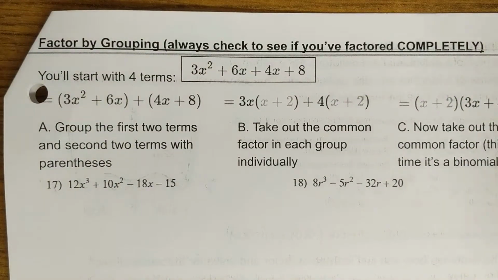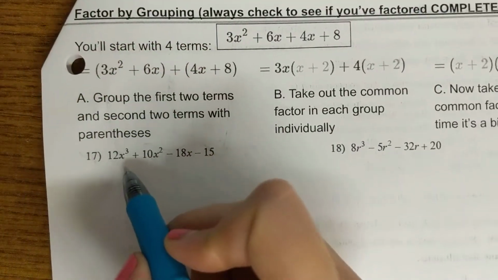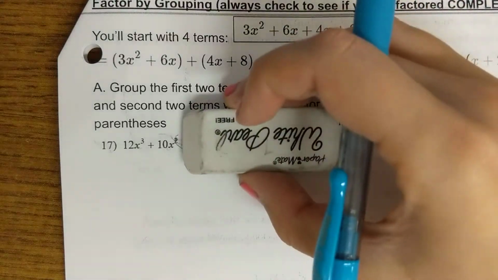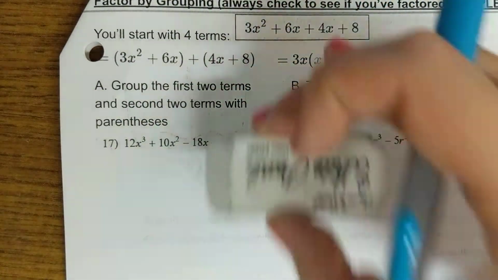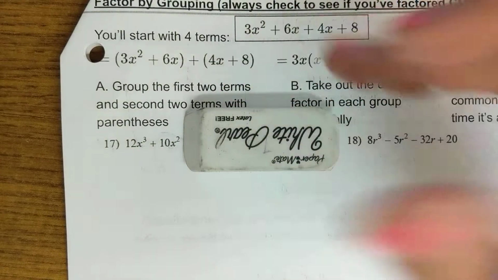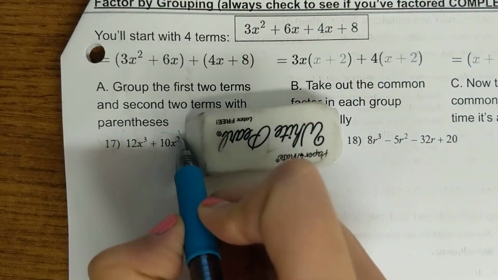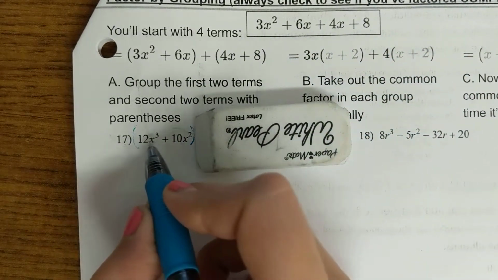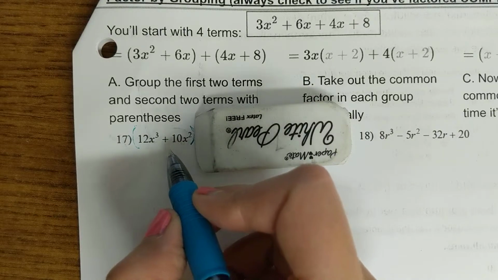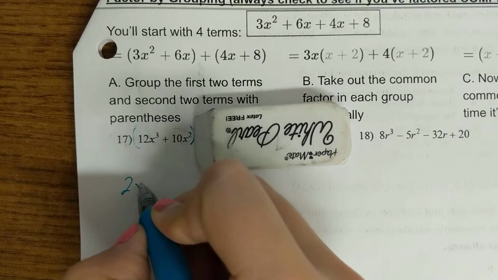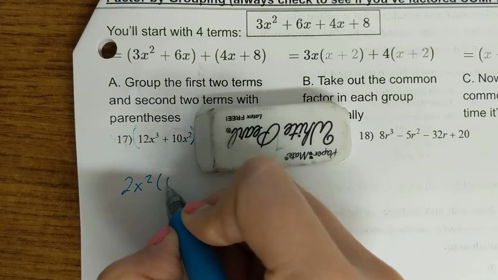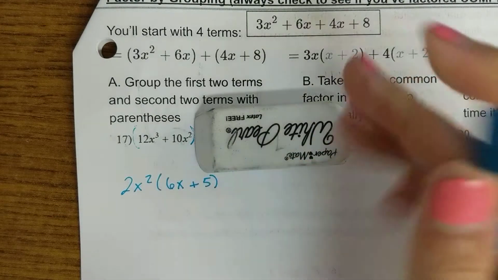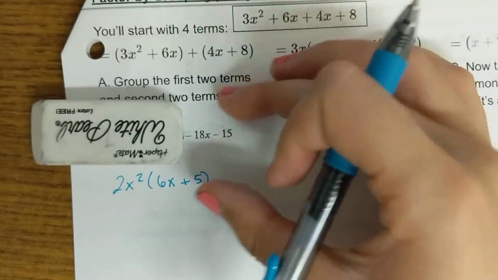When there are 4 terms, we like to factor by grouping. So here I have these 4. I'm going to not take a look at the second 2, and I'm just going to look at the first. And that's going to be my group. What can I take out of the first? Just common factor. I can take out a 2 and an x squared. And I'm left with 6x plus 5.